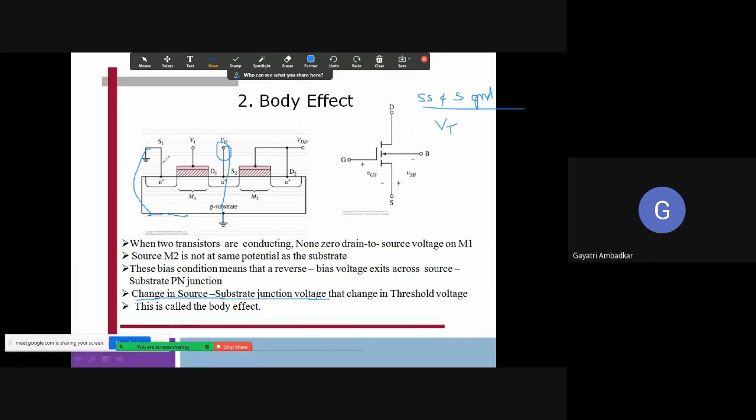For the first MOSFET, source and substrate are connected together, that is at ground potential. But for the second MOSFET, the source is not connected with the substrate because it is the drain terminal of the first MOSFET. So it cannot be connected to ground.